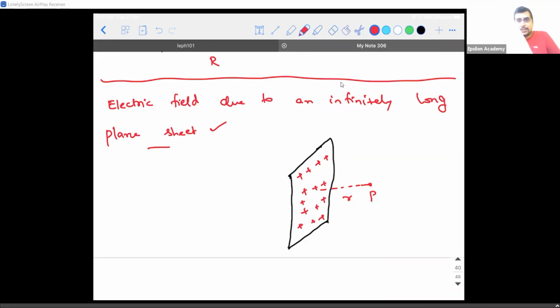I have this plane sheet. I have written something on top of it. You can think of whatever I have written as the charges. Now, for this, I have a point P where I am interested to calculate the electric field. So, what does Gauss law say? First is to define the type of charge density. What is the type of charge density you can define?